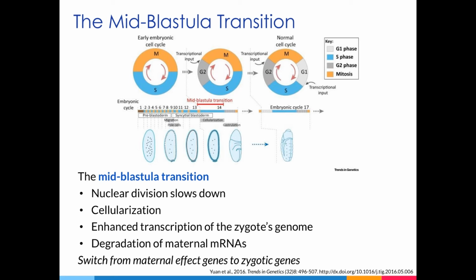This stage, which is characterized by the slowing down of cell divisions, is known as the mid-blastula transition, and we've encountered that term before. Other changes that happen during the mid-blastula transition include the switch from maternal mRNAs to the zygote genome. So that means that the maternal mRNAs are degraded and the zygote genome begins to be transcribed. At this stage, the process of cellularization has also begun.